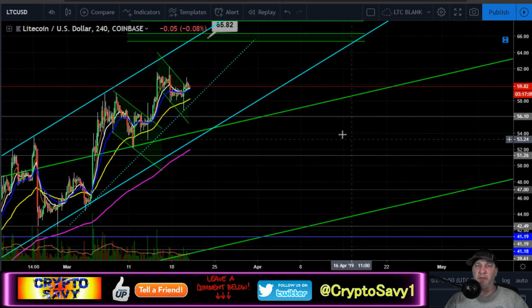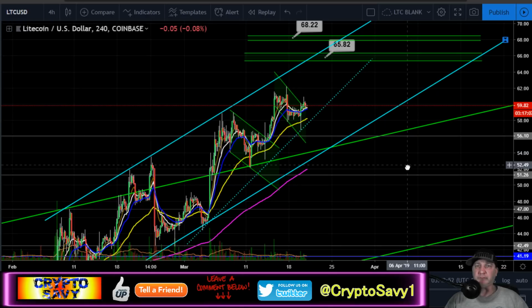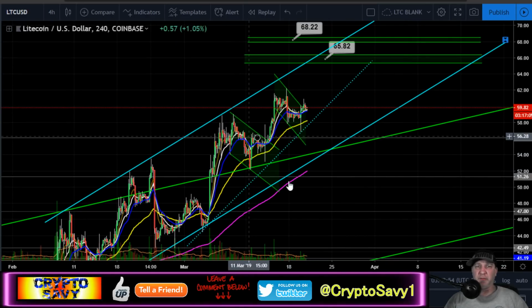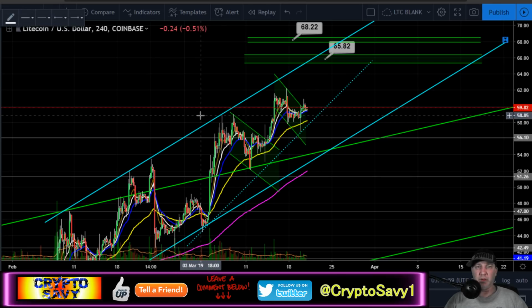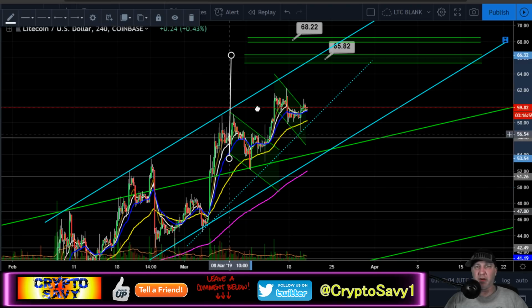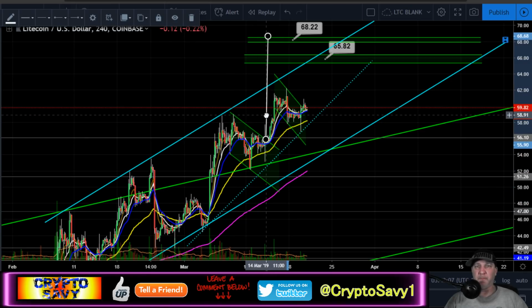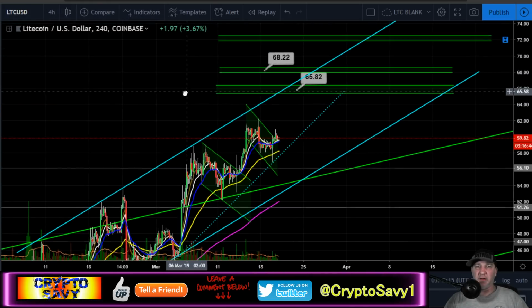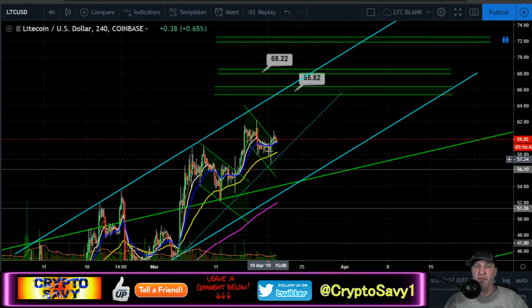I had these bull flags drawn here. And if we take this, this is a bull flag here. We measure the flagpole, which would be this distance right here from where we broke out down there. And then we'd put it up to the top where we broke out. And that's what gets me the $68 to $69 range.